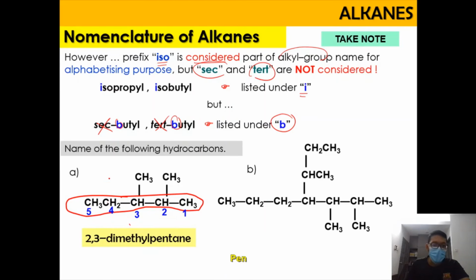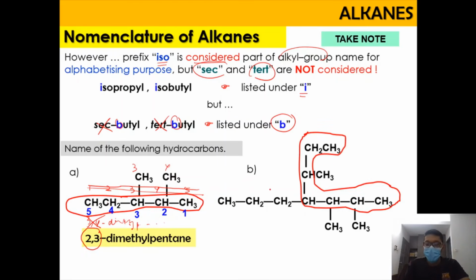However, you might be wondering, sir, why can't we number it as 1, 2, 3, 4, 5 here? Okay, we cannot follow the red numbering here because it's going to be number 3 and number 4, 3,4-dimethylpentane. We cannot do that because we need to select the lowest number possible, or else it's going to be 3,4, which is not the correct naming.